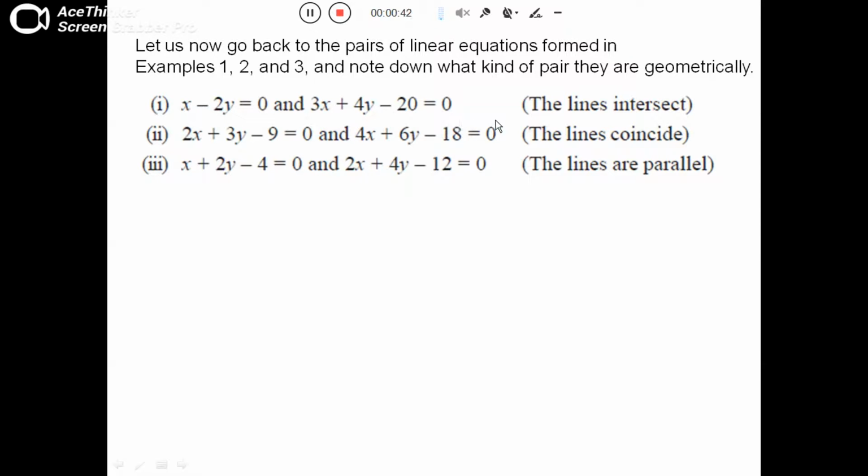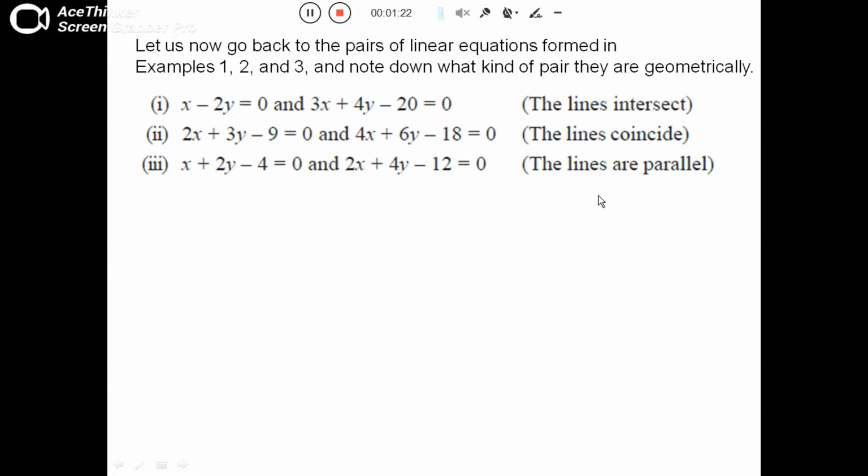From the graph you got the result that the lines are intersecting. In the second example, your equations were 2x plus 3y minus 9 equals 0 and 4x plus 6y minus 18 equals 0. Graphically you got the result that the lines were coincident, meaning they are overlapping each other. In the third, you got the equations x plus 2y minus 4 equals 0 and 2x plus 4y minus 12 equals 0. From the graph you got that the lines are parallel.